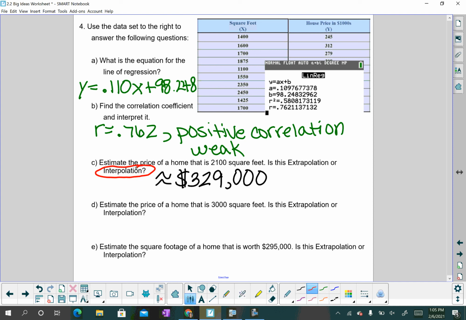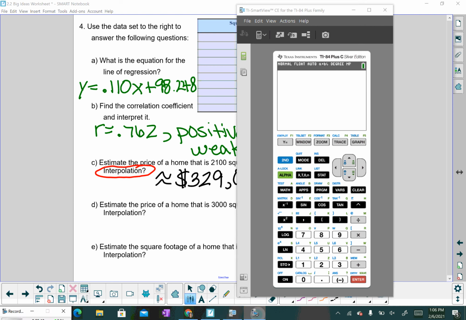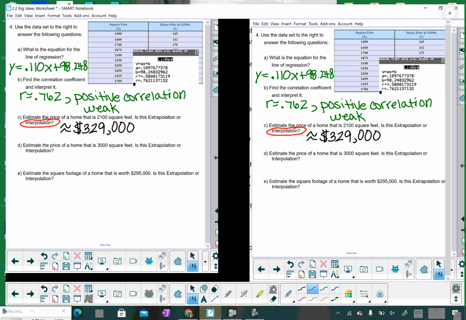It says estimate the price of a home that is 3,000 square feet. So we're going to hit second, calculate. Again, we want a value, and we want 3,000 this time. And it's telling me I have an error. Now, why is it telling me I have an error? Because 3,000 is not in that picture. So what we can do is, let's see here. Oh, sorry guys, hitting the wrong buttons.